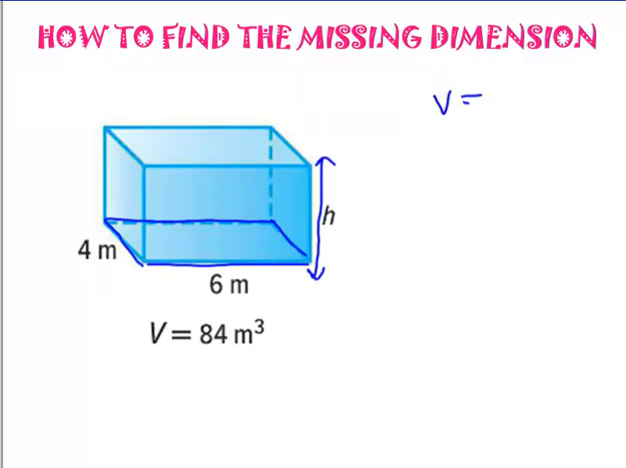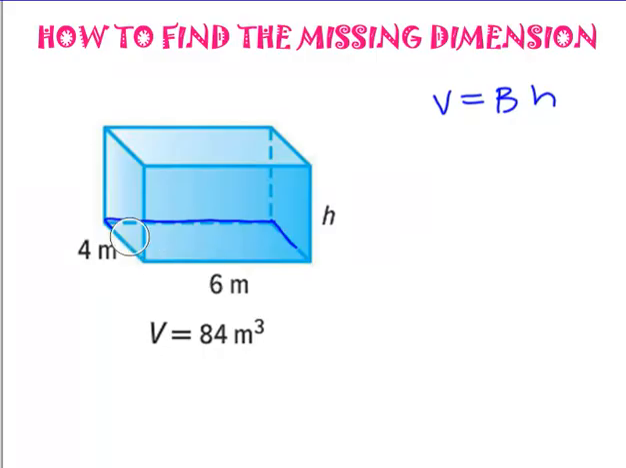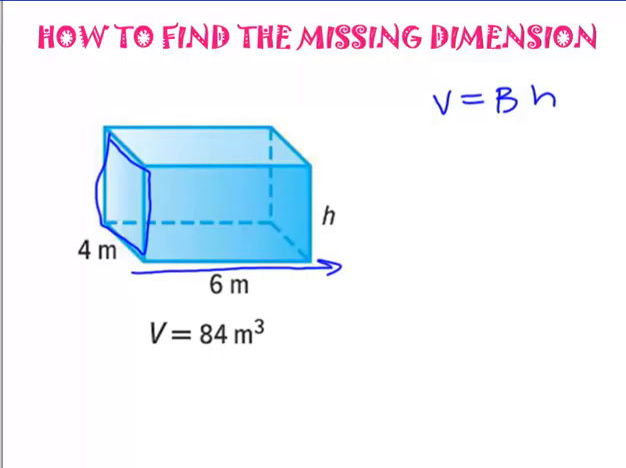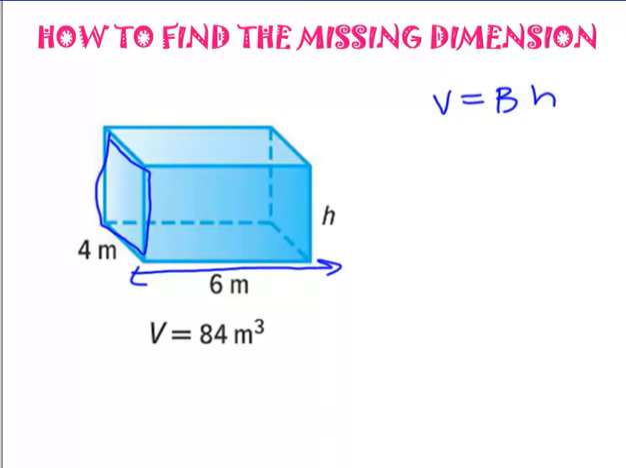So volume equals base times height. And you know what? I messed that up. I'm sorry, let's backtrack. Here is the base, and they give you the height of the prism. They don't give you the height of the base. So in this case, we know what V is. It's 84.